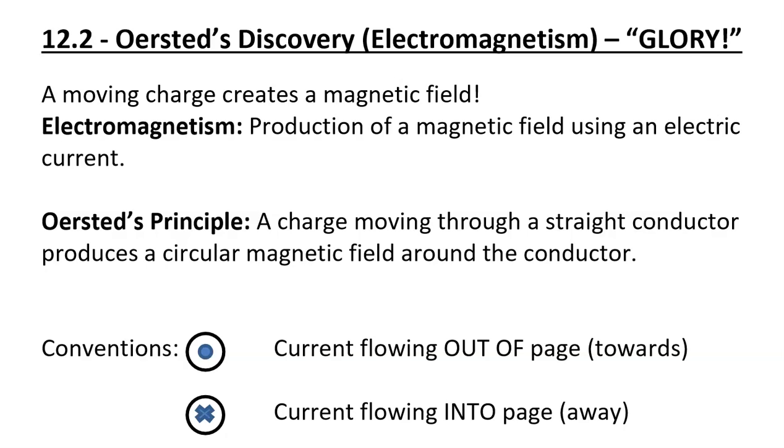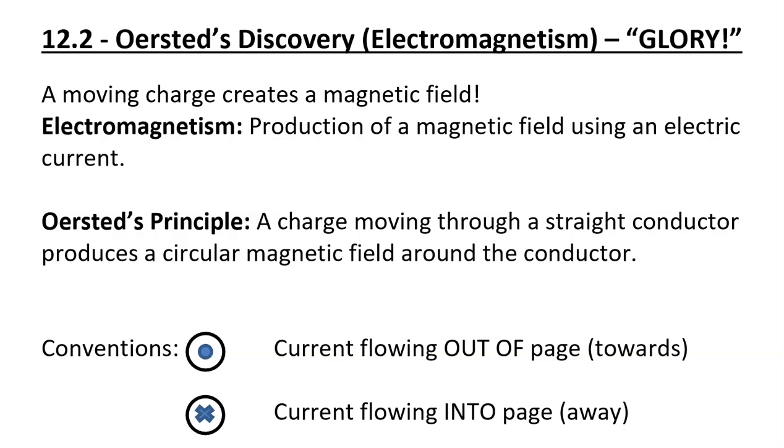Ørsted did indeed discover that a moving charge creates a magnetic field, and this is the basis of electromagnetism. Electromagnetism is when we have a magnetic field produced using an electric current. And we can actually do the opposite as well: we can use a magnetic field to produce an electric current in a wire, as we'll find out as we go on with this unit.